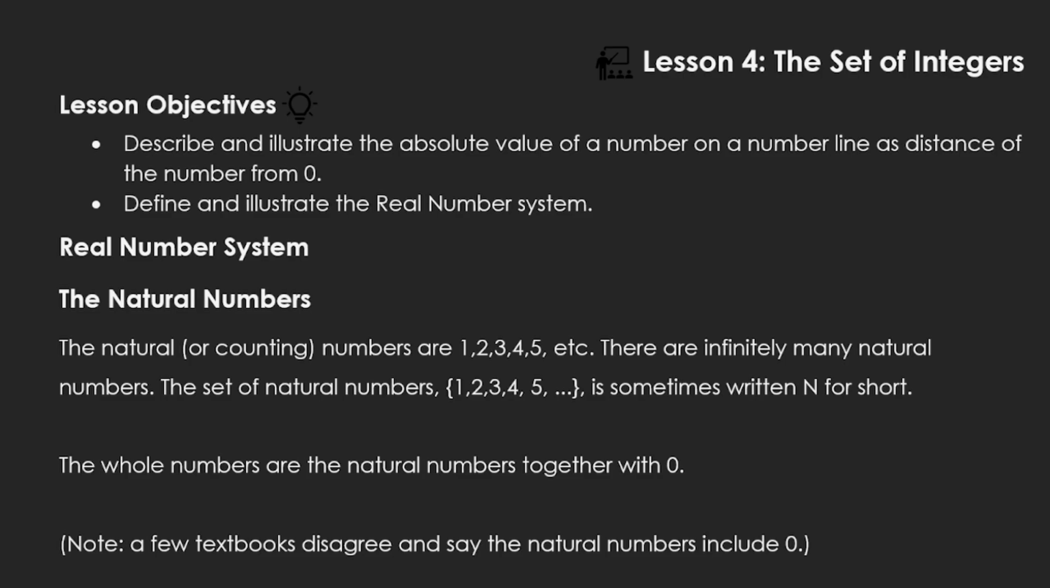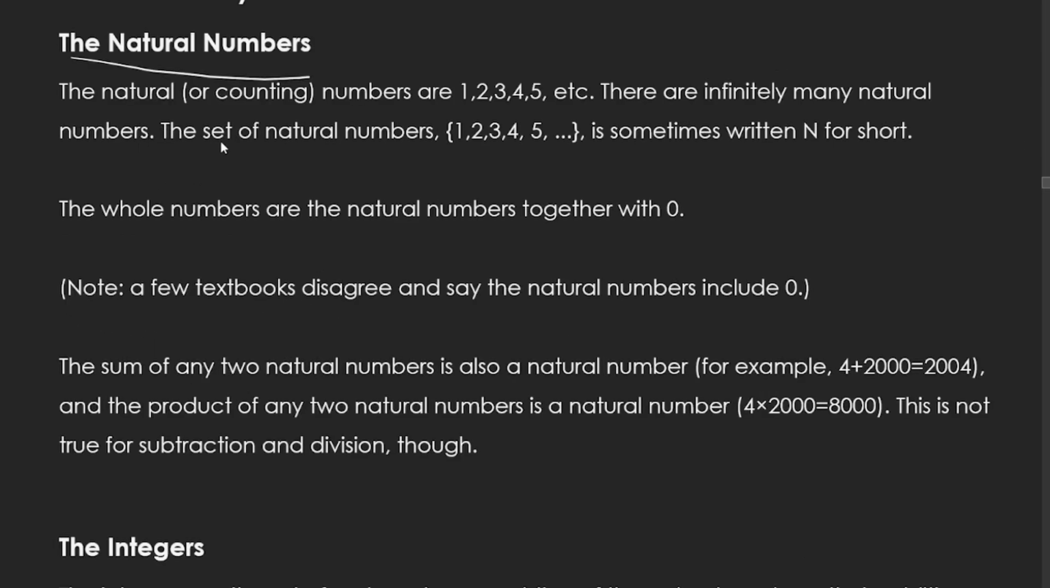Lesson 4. The set of integers. To learn the set of integers, let's go to its universal set, which is the real number system, starting with the natural numbers. Natural numbers or counting numbers are those numbers that you use to count with. You don't count with -0, -2. No, you start with 1, 2, 3, 4, 5, and so on. There are infinitely many natural numbers.